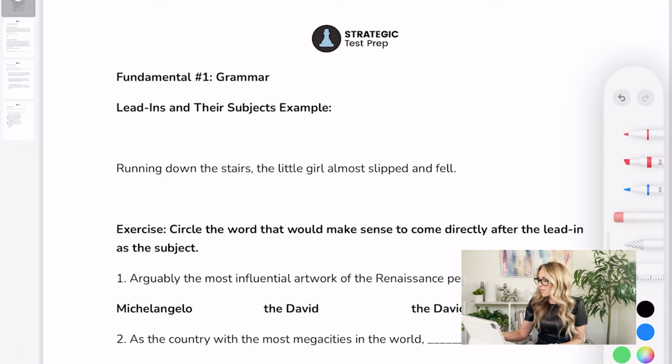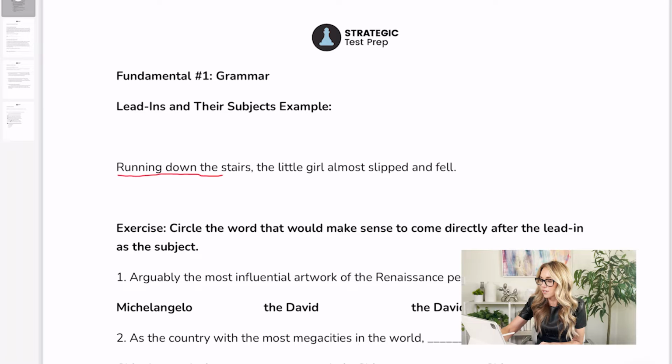The first foundational skill we're going to work on is something from grammar. Now there's a lot of grammar rules, but I've just picked this one out specifically because I notice a lot of students struggle with this. We're going to talk about lead-ins and their subjects. And let's start with an example. So a lead-in basically is an introduction to a sentence, for instance, like running down the stairs.